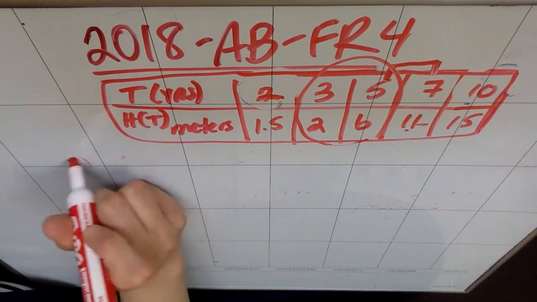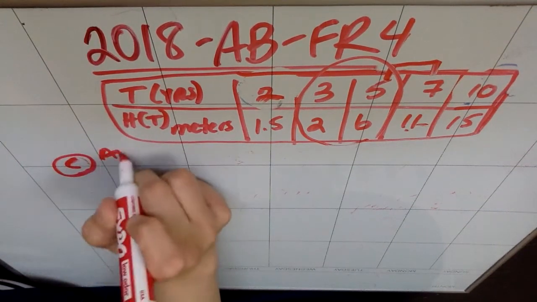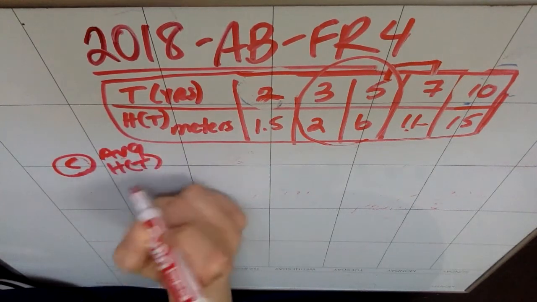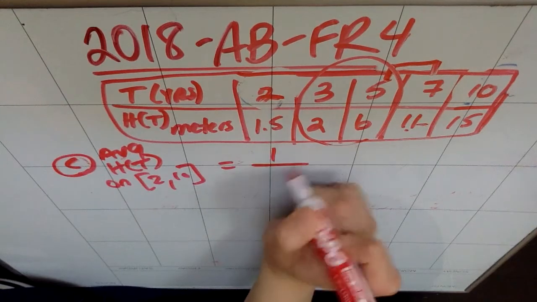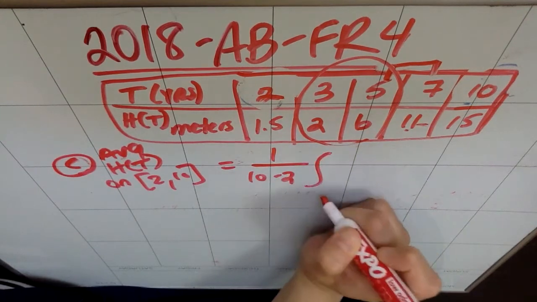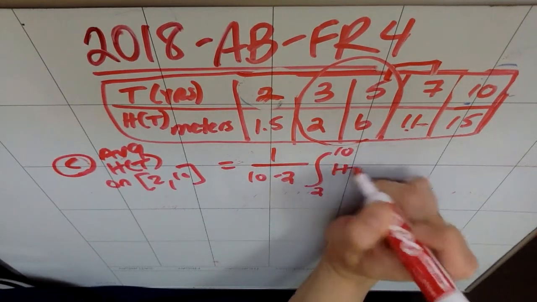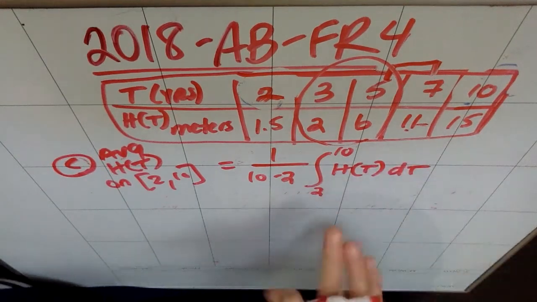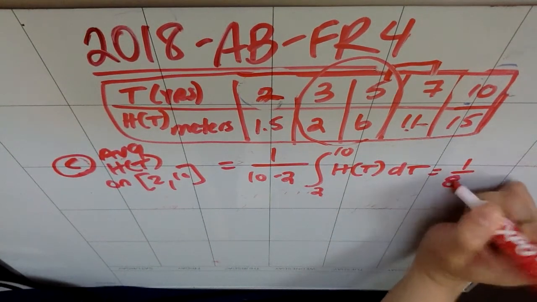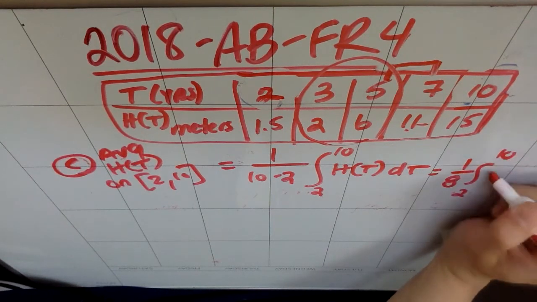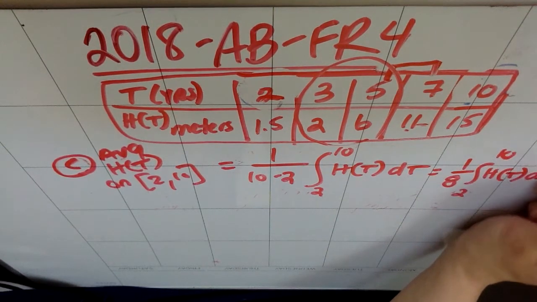So part C, we need to know that the average height, average h of t on the window from 2 to 10, is 1 over 10 minus 2, the integral from 2 to 10 of h of t dt, right? This is the actual average value. So if I want to clean that up a little bit, I get 1/8 the integral from 2 to 10 of h of t dt. So this is the actual value.